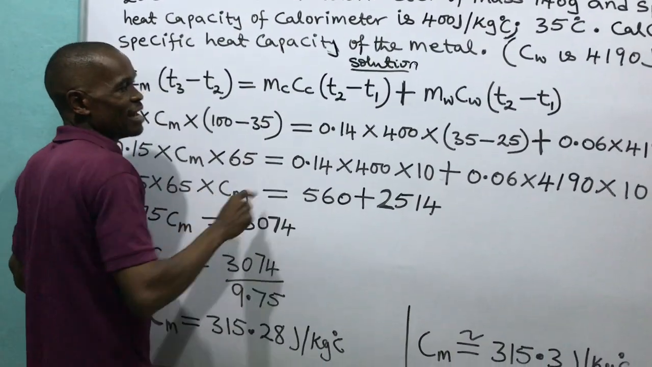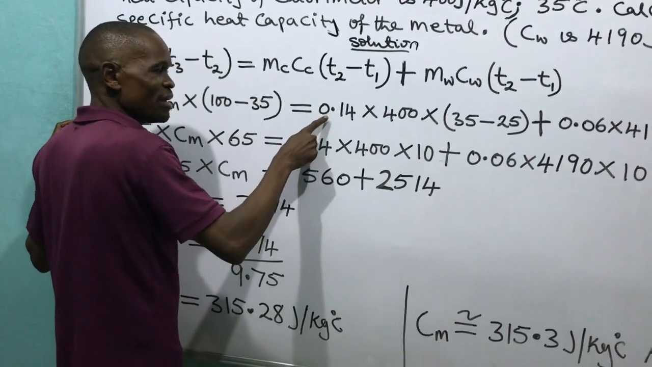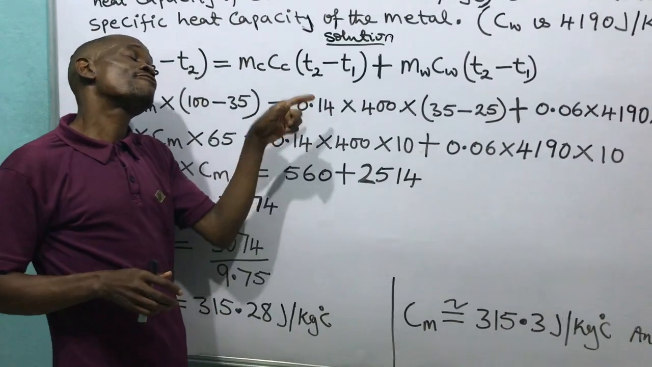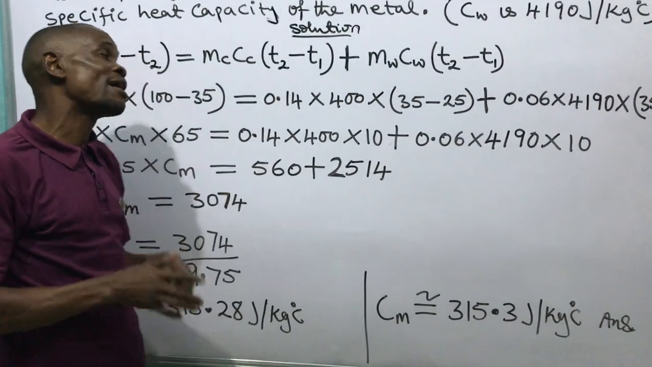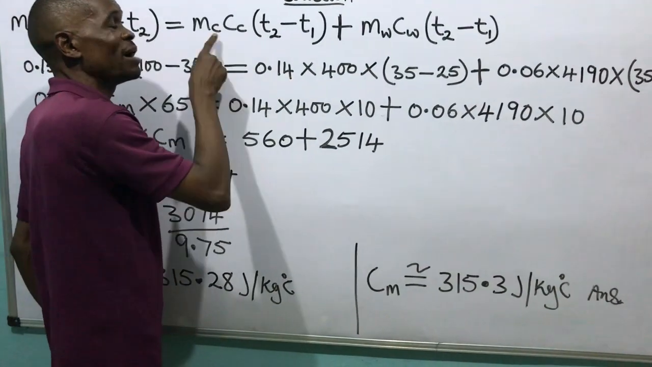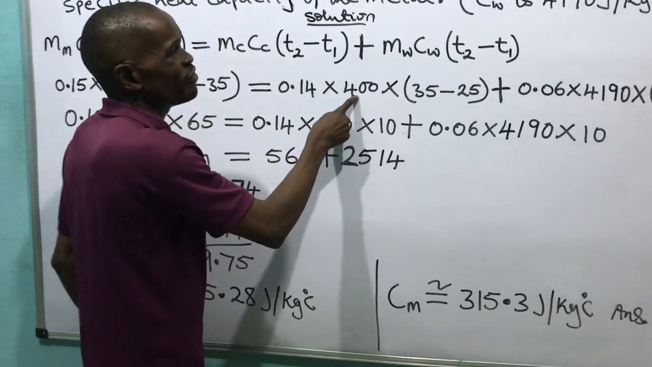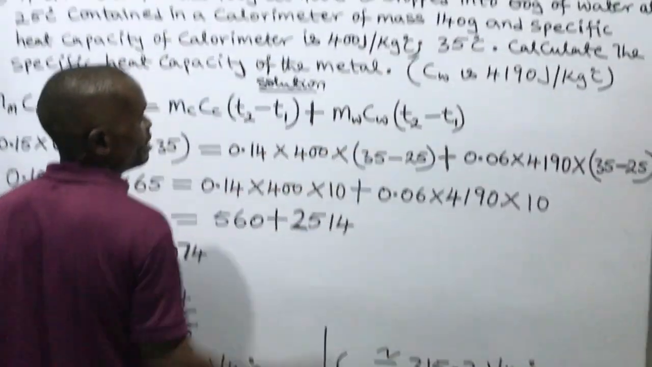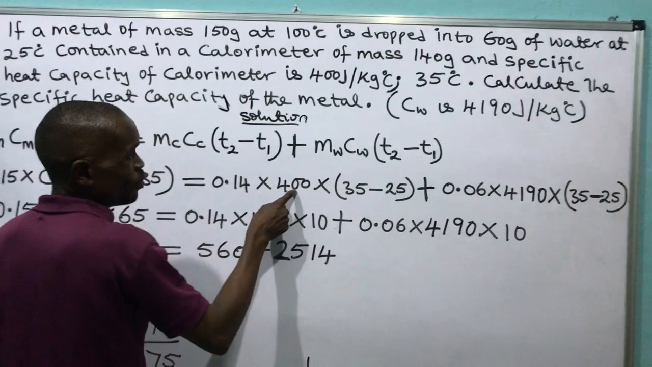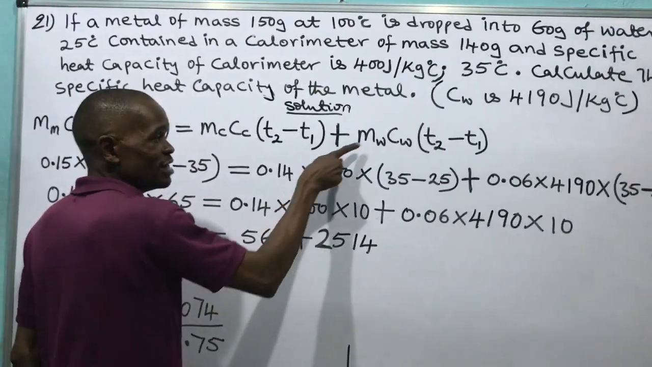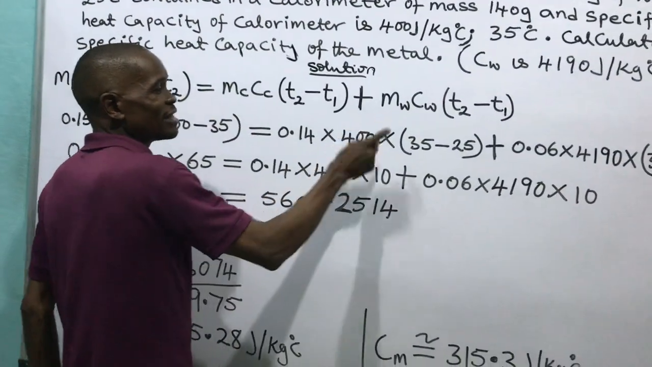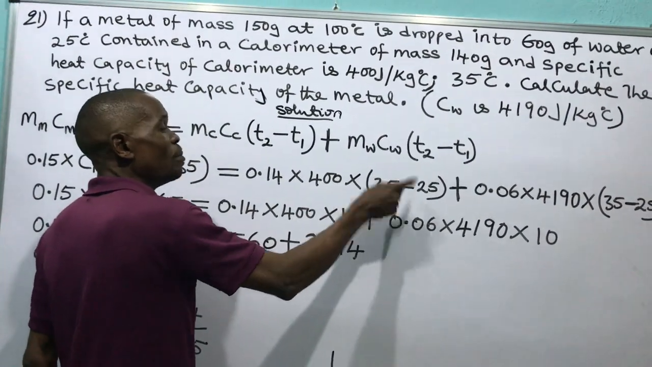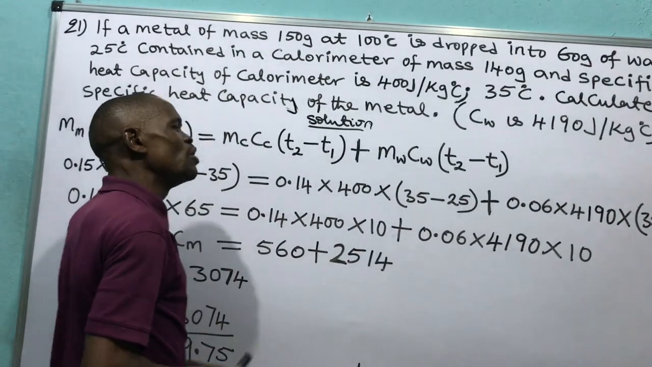Then here we come to what we call the calorimeter. The mass of the calorimeter was given to me as 140 gram, which we now converted to kilogram, so we have 0.14, the mass of the calorimeter, times the specific heat capacity of the calorimeter, which is given to me, look at it, 400 joule per kilogram per degree Celsius. Times the change in temperature of the calorimeter, which is the final temperature, the steady temperature, minus the initial temperature of the calorimeter.